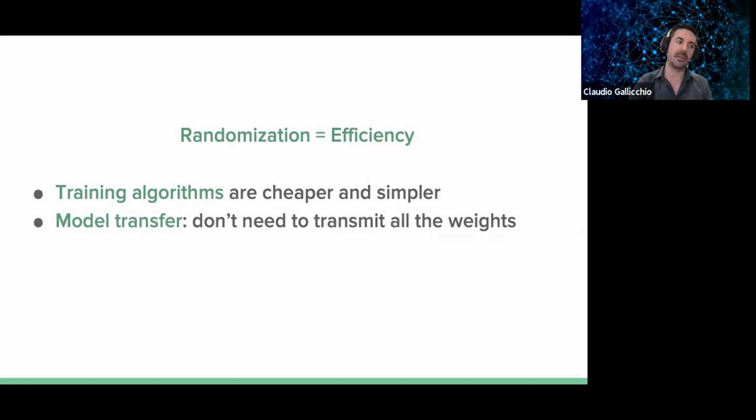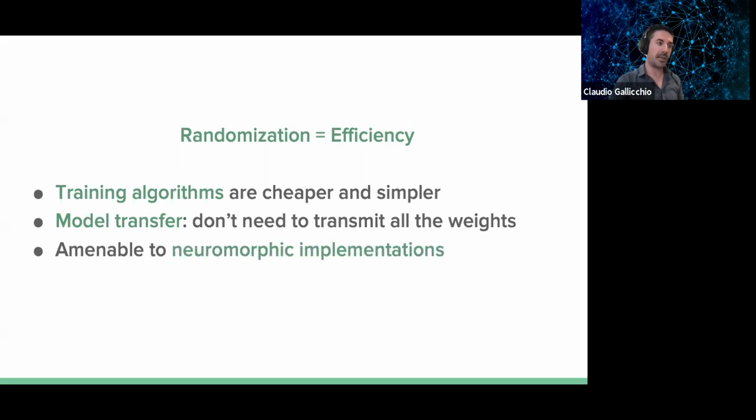Also from the model transfer perspective, because you don't need to transmit all the weights. So if you have a system in which a number of layers are randomized and you want to transmit that system, you don't need to transmit all the parameters of your randomized layer, because you can just transmit the random seeds that generated the entire layer, and you can save a lot of transfer in that case. Not only that, but it also makes the systems even more amenable to neuromorphic implementations.